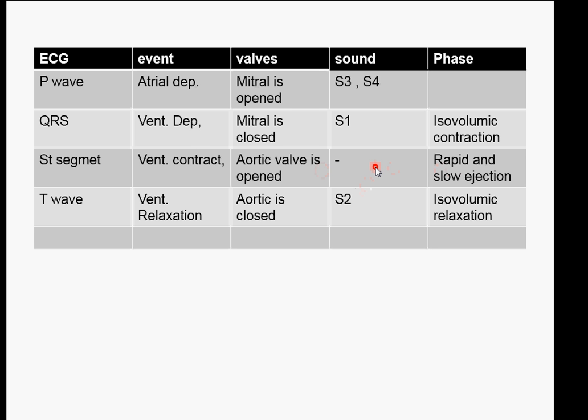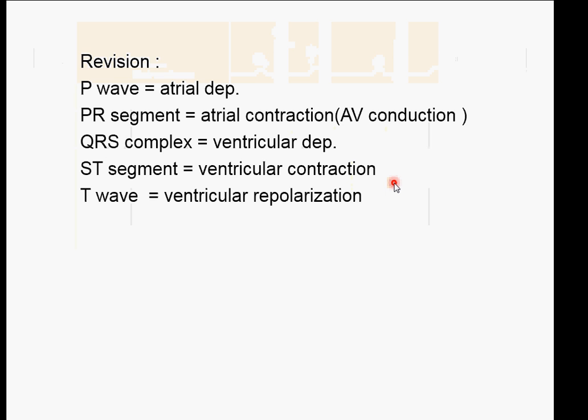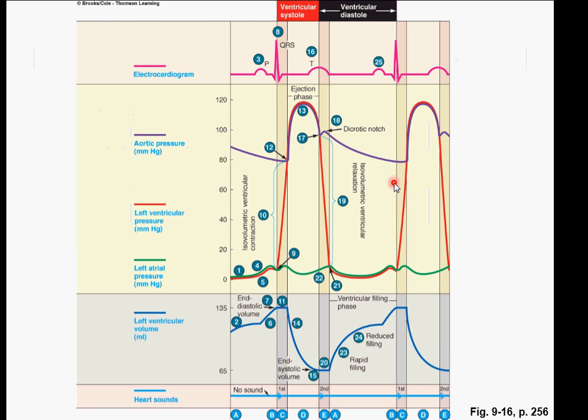Now the rapid ejection and slow ejection here. Finally, at the T wave I have ventricular relaxation, the aortic valve will close producing S2 and causing isovolumic relaxation. Actually, by this I covered every single important thing in the cardiac cycle.